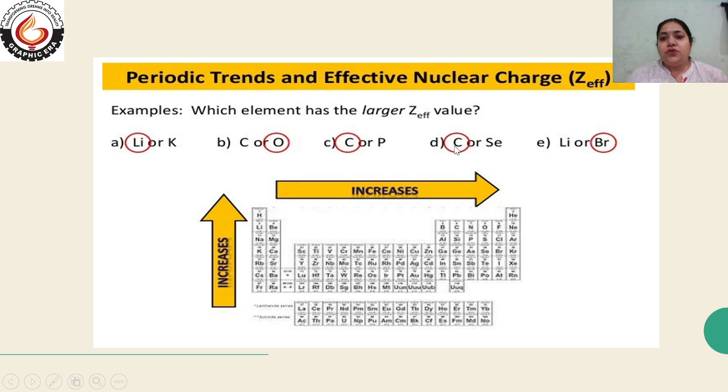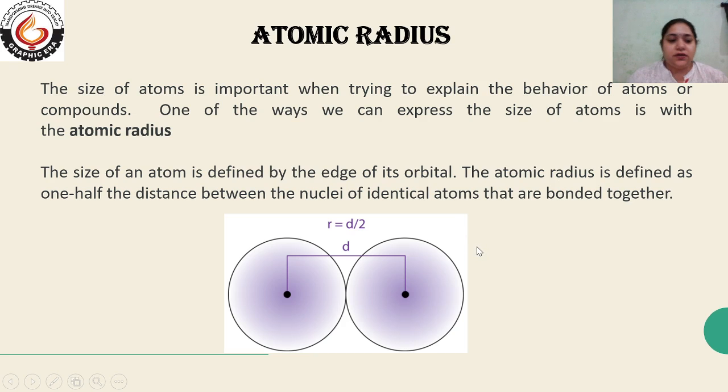Then if we compare carbon and selenium, both are present in the p block, and again the outermost electron present in carbon is nearer to the nucleus as compared to Se.